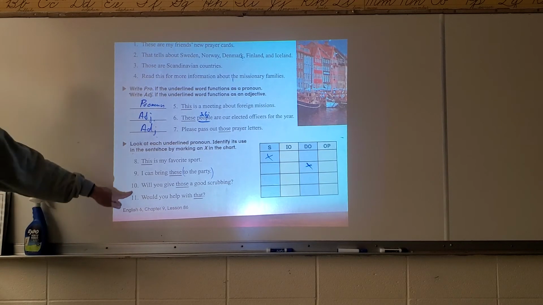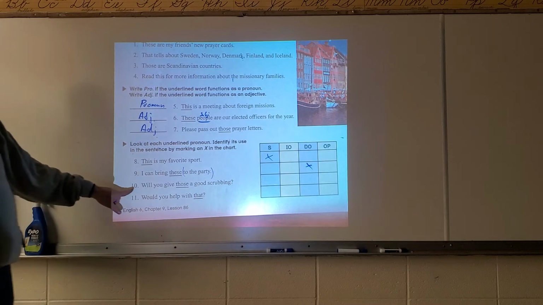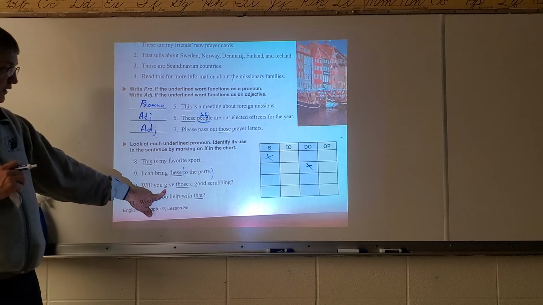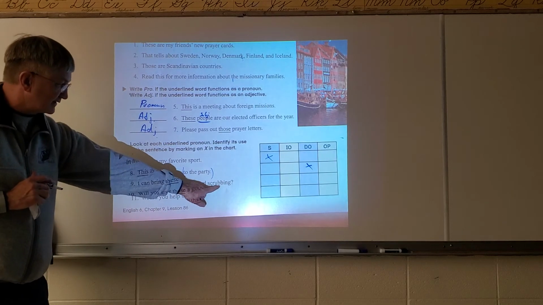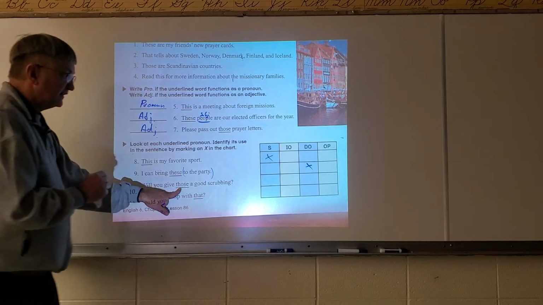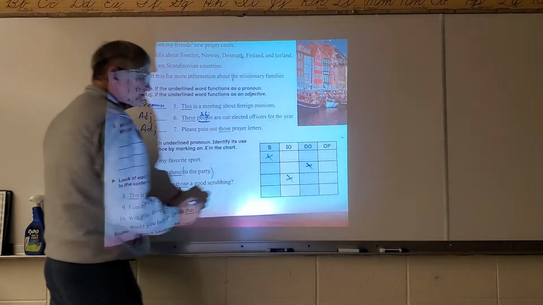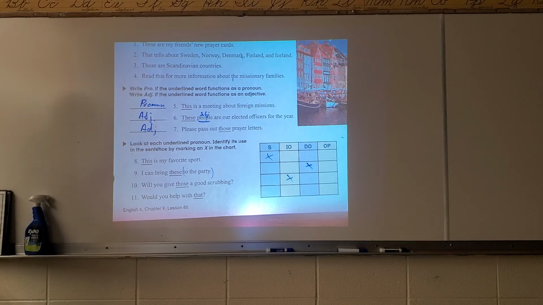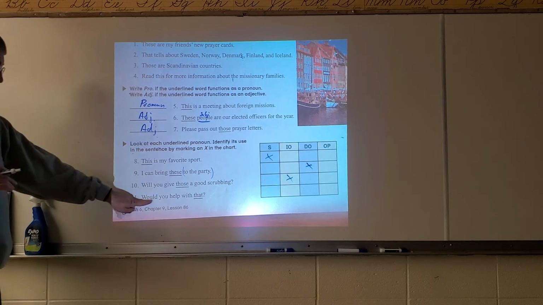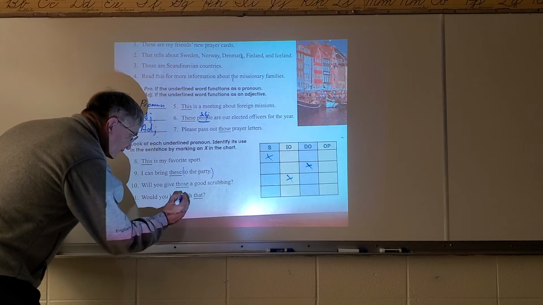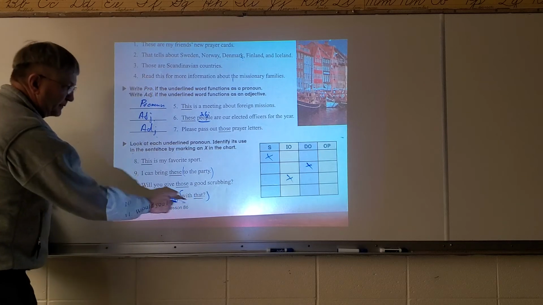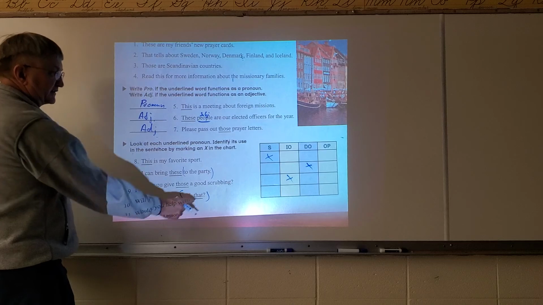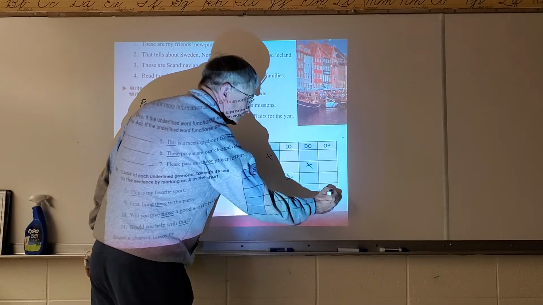And then we have the third one. Will you give those a good scrubbing? Will you give, what are we going to give? Scrubbing. So this is a direct object, so that means those is an indirect object. And then number 11, last but not least, we have, would you help with this, a prepositional phrase. So with being the preposition, that means this is the object of the preposition for my final one.